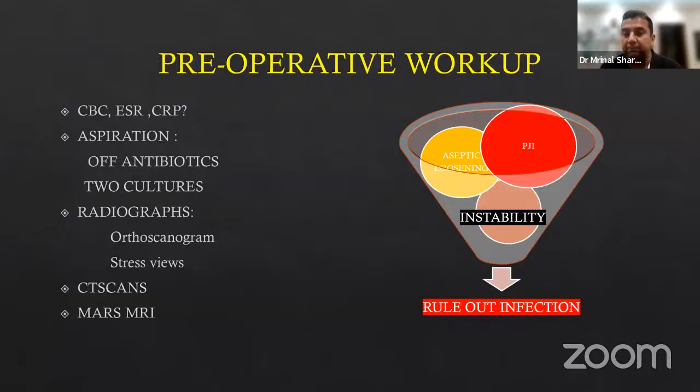The ESR and CRP should be normal. If you have any doubt, do aspirate. The patient should be off antibiotics. Radiographs, obviously, tell you about the malalignment on the orthoscanogram, and stress views about the instability. CT scans are sometimes helpful in delineating the bone defects, and MRI can tell you about the early loosening.